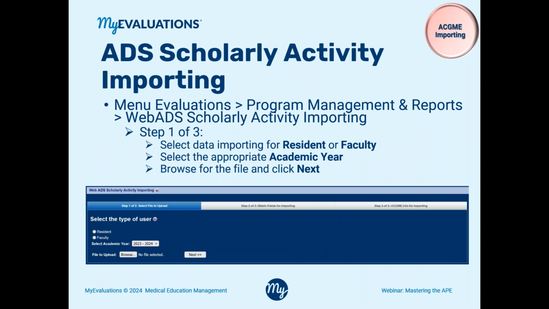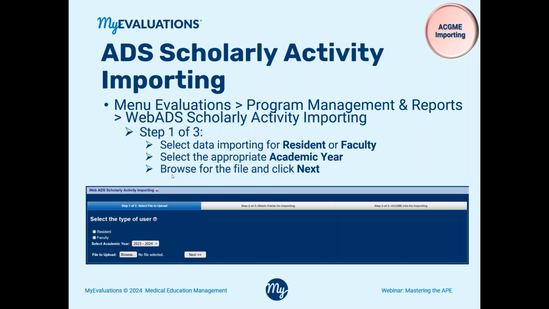We're going to look at 2 examples of how you do that data importing, just so that you're more familiar with the process. So as an example, if we're looking at scholarly activity data importing, we'll go to the menu option evaluations, program management reports, and click on the ADS scholarly activity importing.